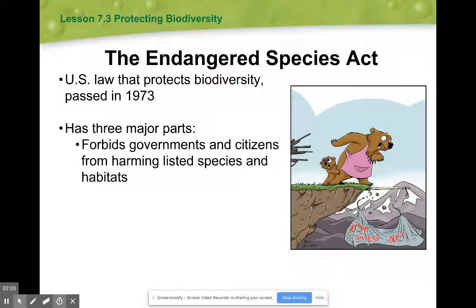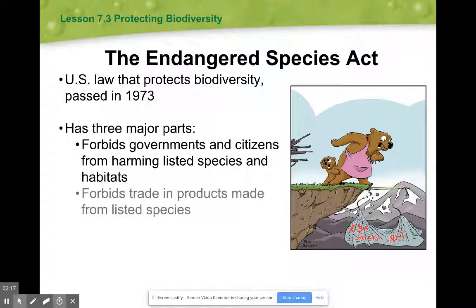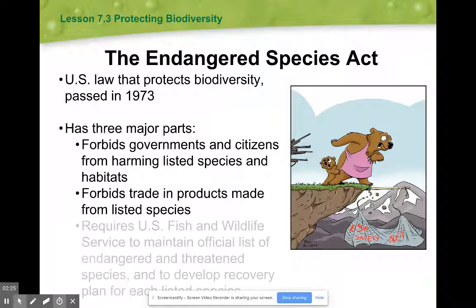So the first thing, you cannot harm the species itself or the habitats. Perfect example, in Las Vegas in the Mojave Desert, the desert tortoise is considered threatened. So any habitat that the desert tortoise lives on cannot be harmed. The other thing, and we're going to see this internationally as well, is you cannot trade products from these species. Again, like shark fins or elephant tusks.